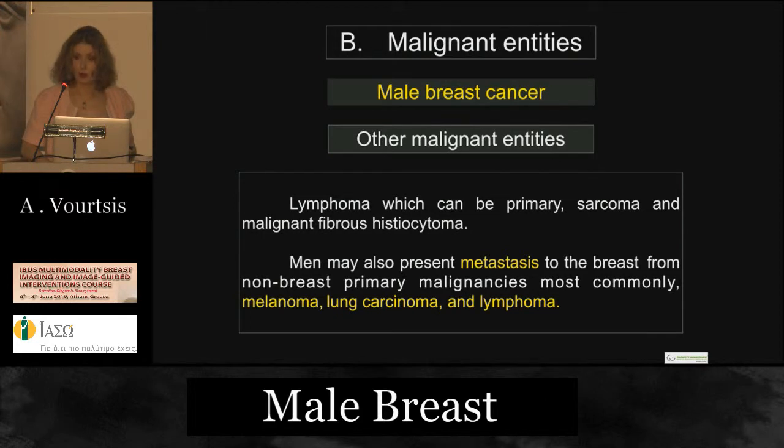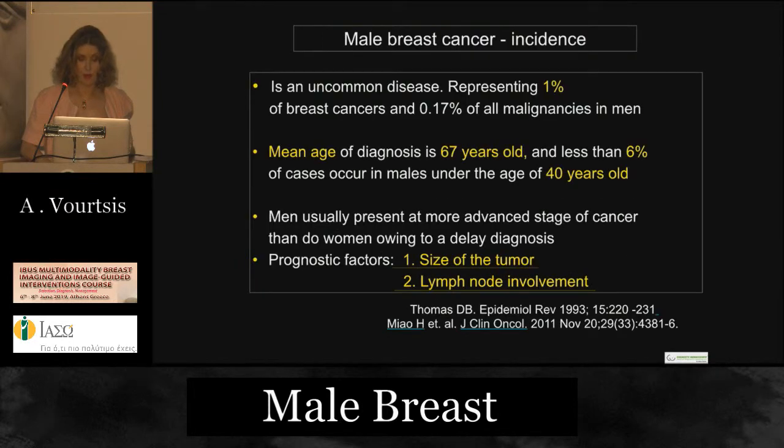The other important topic that I would like to present is male breast cancer. And at the end of this talk, I will just present some benign lesions. So male breast cancer is extremely rare, representing only 1% of all breast cancers and 0.17% of all malignancies in men. Mean age of diagnosis is 67 years old, and less than 6% of cases might occur under the age of 40. Men usually present at more advanced stages of cancer compared to women due to the delayed diagnosis.